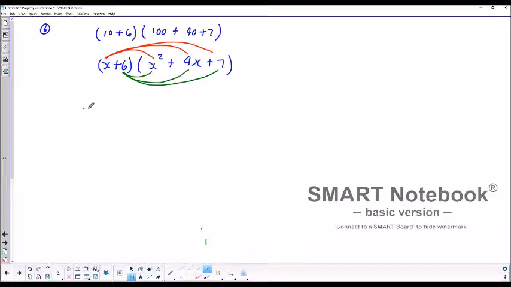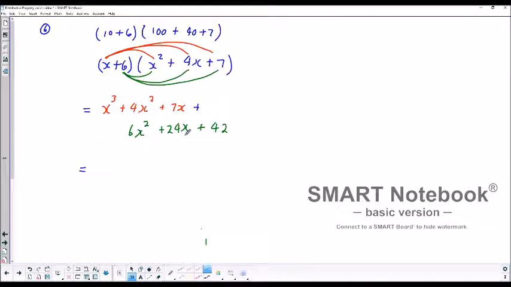And so I'm going to get then, and I'll actually write this using the colors properly this time, x cubed plus 4x squared plus 7x. Plus, then I've got 6x squared, and then I've got 6 plus 24x here, 24x, and then plus 42. Okay, and then if I just add all these up, I just add them up in columns.